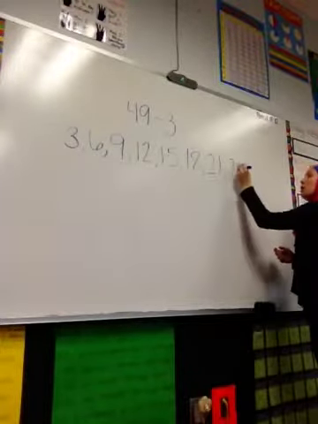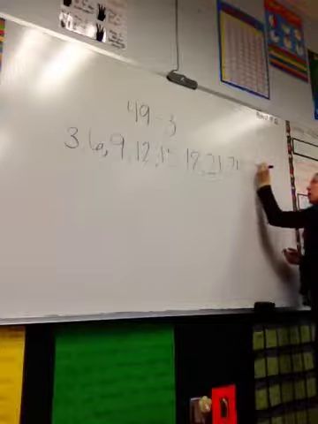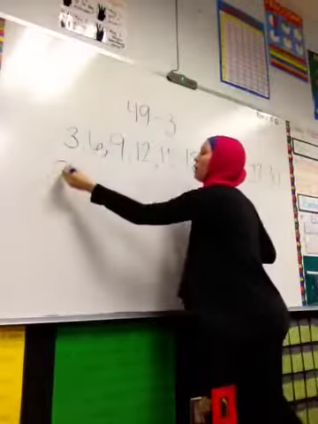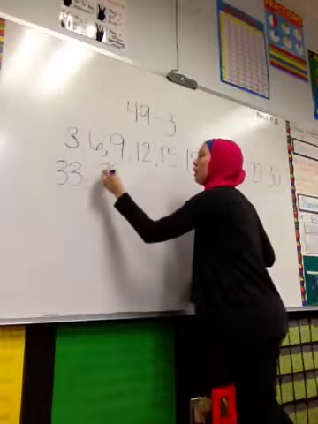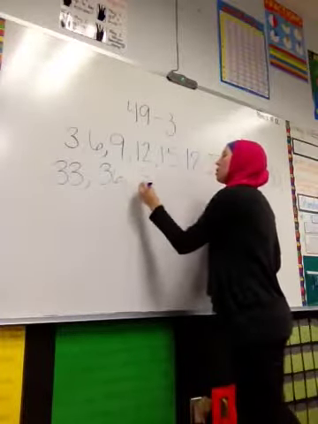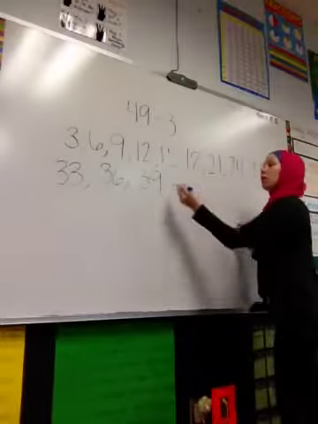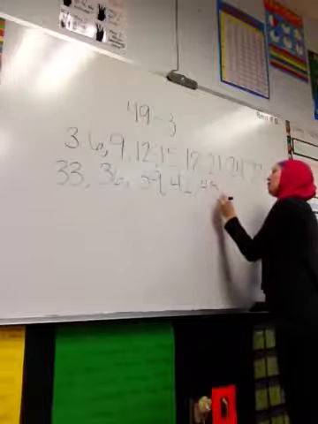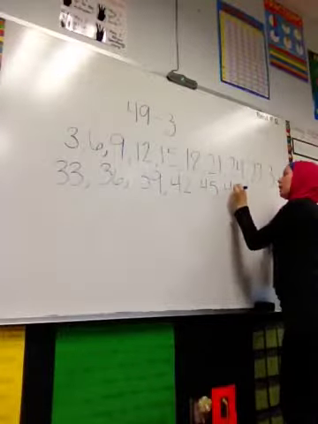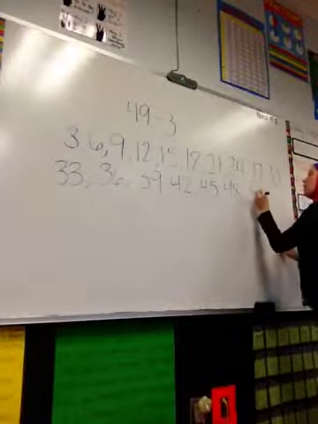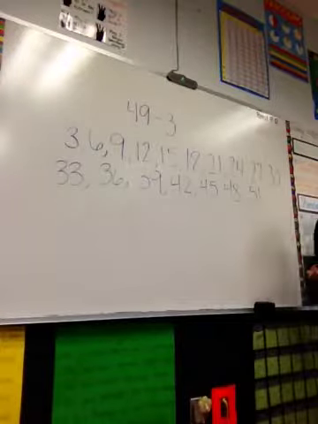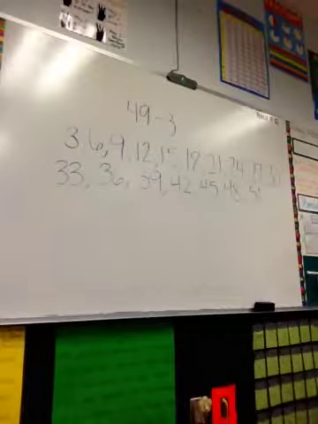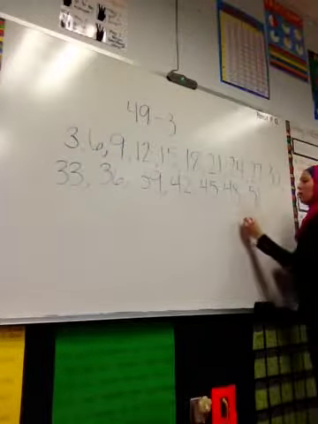21, 24, 27, 30, 33, 36, 39, 42, 45, 48, 51. Okay, so 49 was what we were going for, and 49 is somewhere in between 48 and 51.